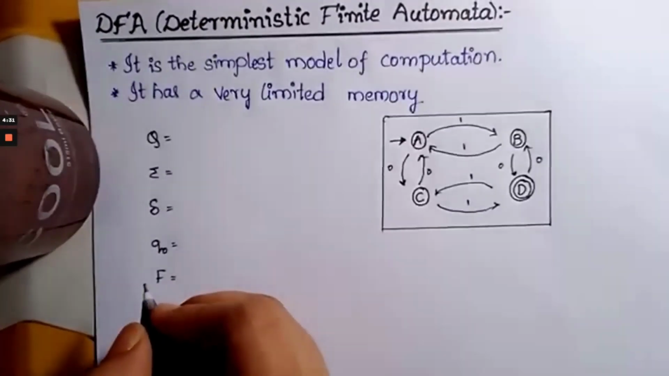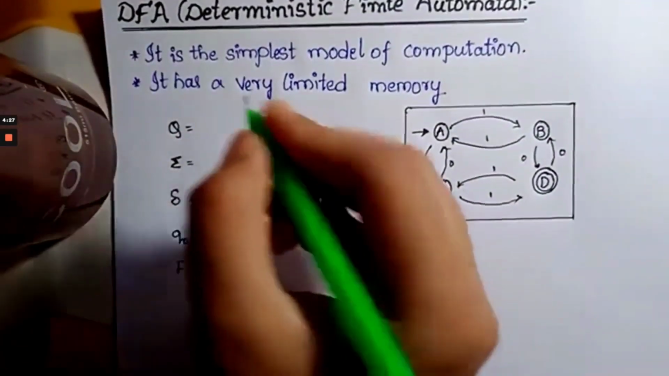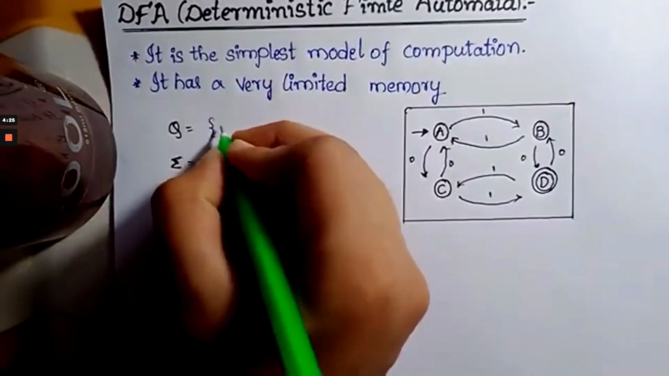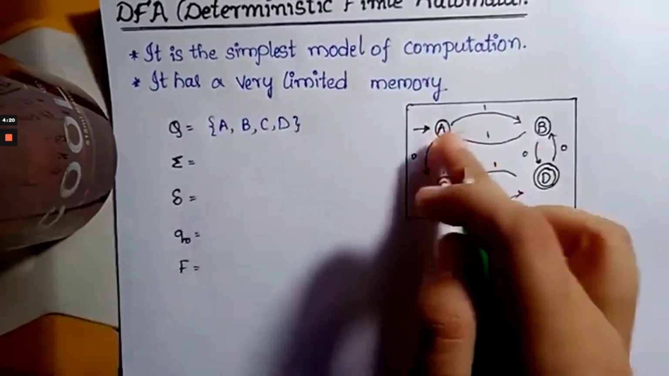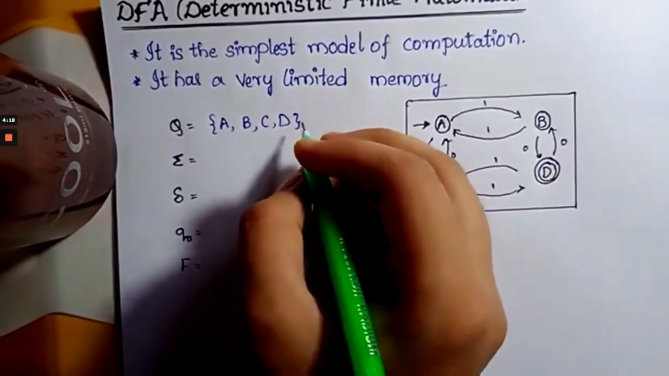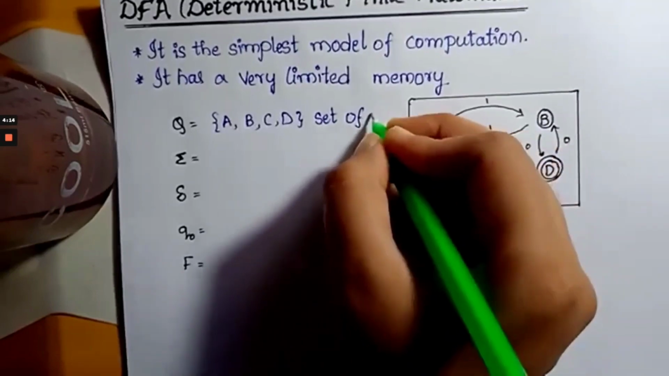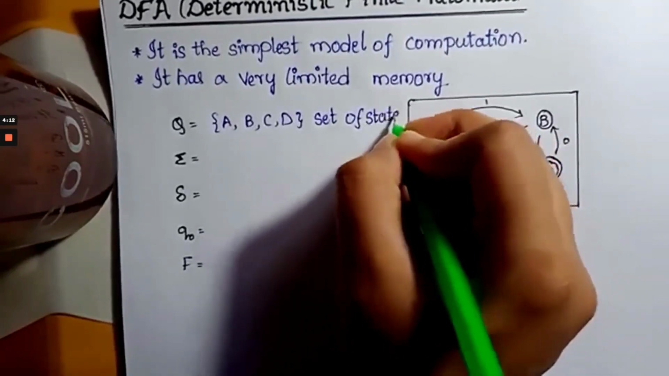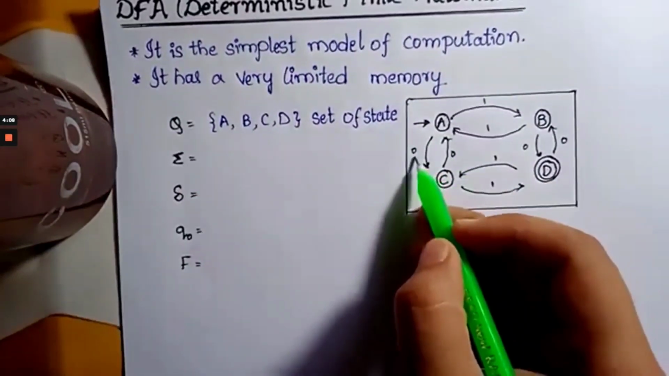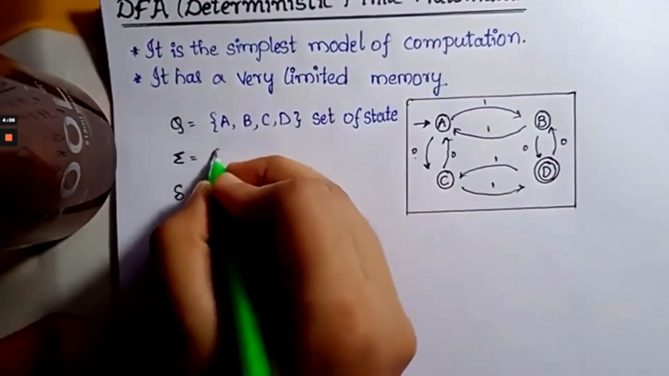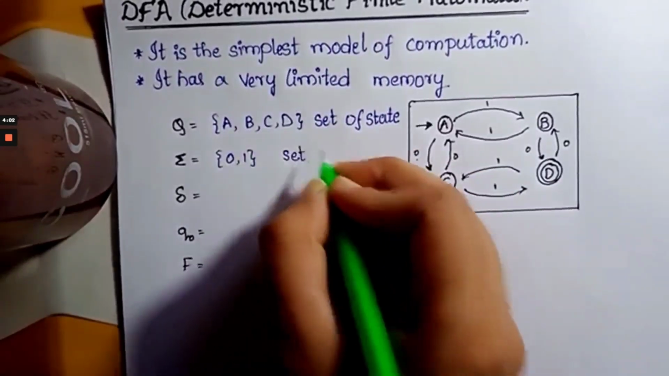Here, capital Q contains set of states. Here, set of states are A, B, C, D. So, these are set of states. Sigma represents set of inputs. So, sigma, we are having 0 and 1. Set of 0 and 1. Set of inputs.